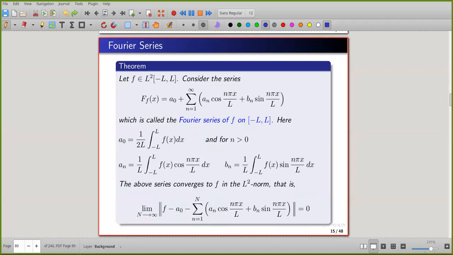Okay. So the above series converges to f in the L2 norm. That is, when we take the partial sums and let n tend to infinity, then the norm of f minus this partial sum, if we call this function Sn(x), tends to 0. So I assume that you should all be very familiar with this, or at least this pattern, because we have seen this again and again in this course.